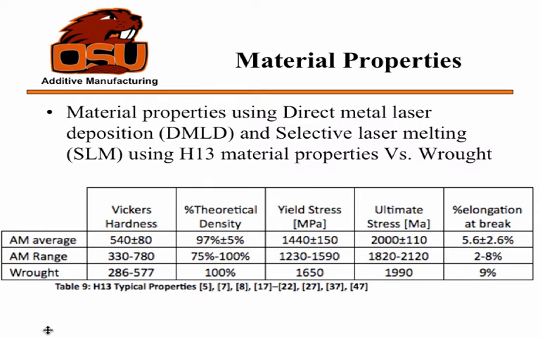So some of the material properties, I actually got this straight off of Brenton's paper that he sent me. I thought it's a really good overview, has a ton of information on it. If you look, it has AM averages, and it also has the range, and then it compares it with the wrought material. So if you look at the hardness, it's actually just about where the wrought material is. Obviously the wrought material has a really large range, so it's pretty easy to get in there.